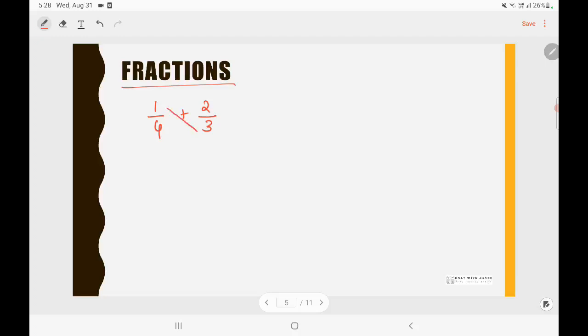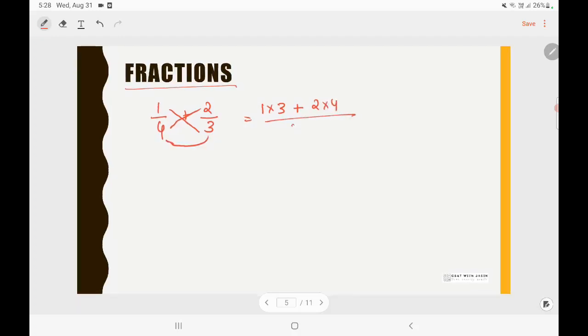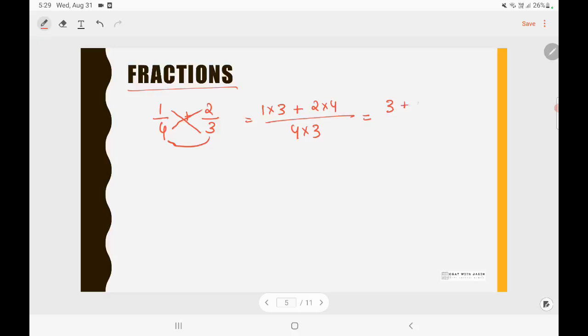You need to multiply 1 and 3, that is 1 into 3. Then you need to add the cross multiplication of this, that is 2 into 4, divided by the product of the denominators, that is 4 into 3. So you will get 1 into 3 is 3, 2 into 4 is 8, and 4 into 3 is 12. So you will get 11 divided by 12.